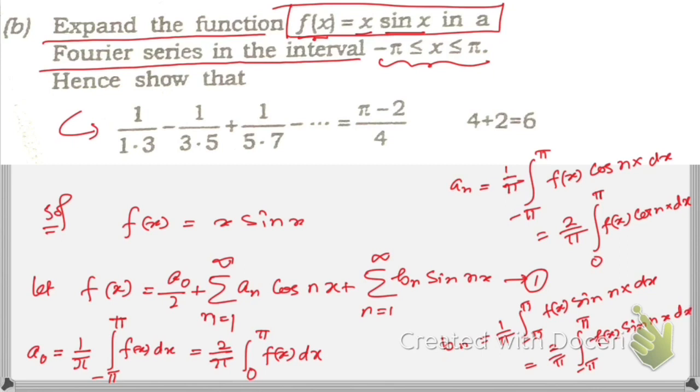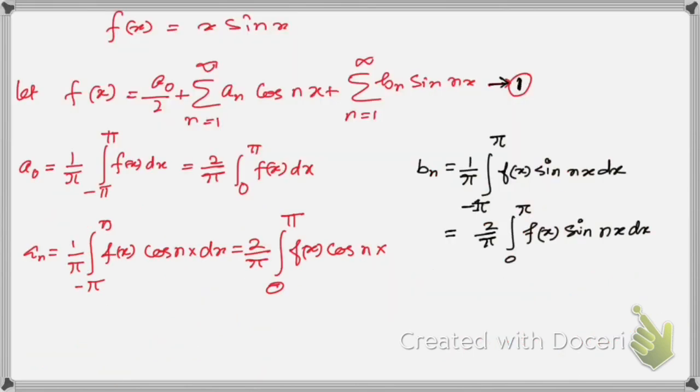Okay, let me write these things properly. So now here you can see these are the values of a naught, an and bn. So let us find one by one. And one more important thing, so what kind of function is this? You can see here f of x is x sin x.